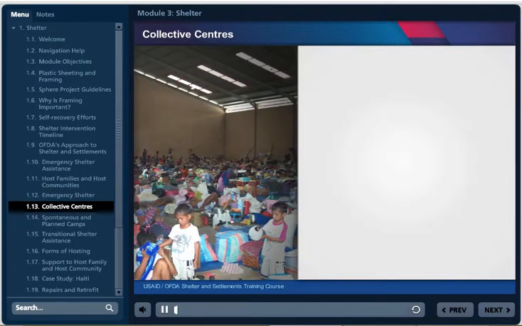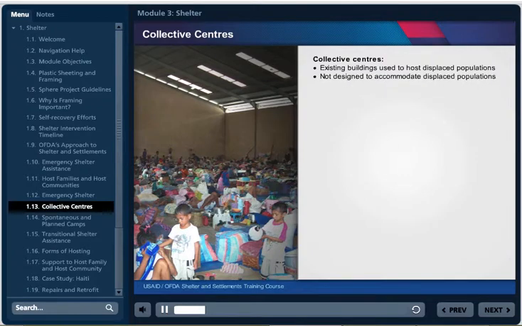By definition, collective centers are existing buildings used to host displaced populations. These buildings are almost always constructed prior to the displacement and were not designed to accommodate displaced populations. Collective centers, as well as camps, should be considered as a last resort when securing housing for displaced populations.